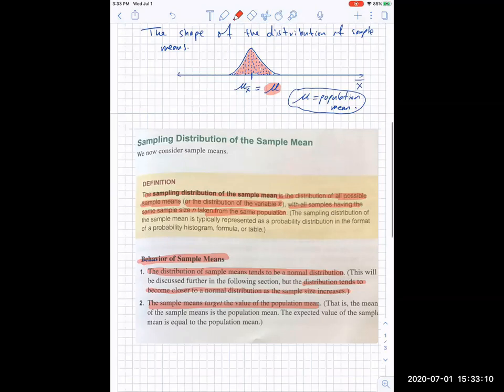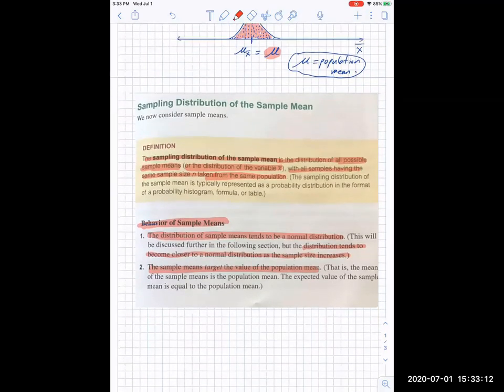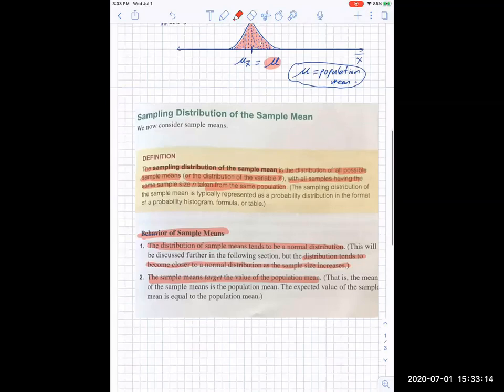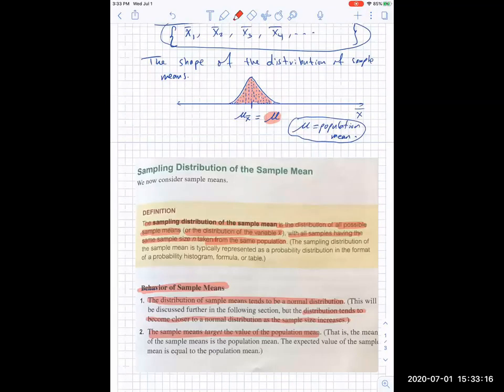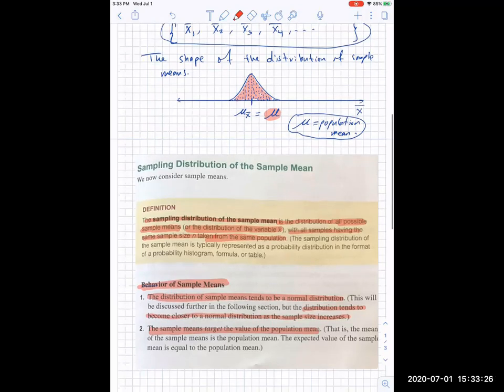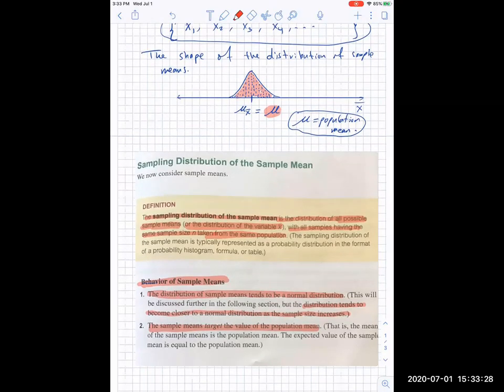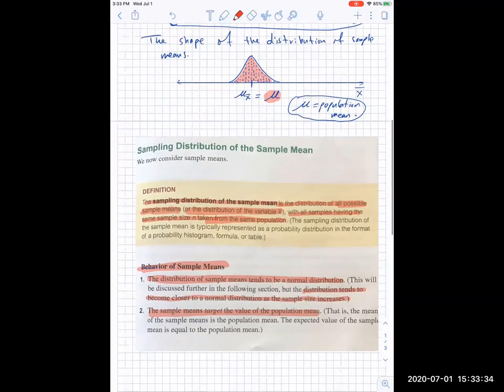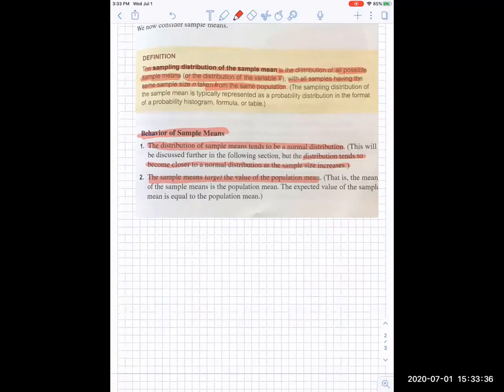All right. So two observations. The first one is the distribution of the sample means most likely is going to be a normal distribution. And the second one is the center of that distribution is the population mean. Okay. I'll give you an example just to emphasize the concept.